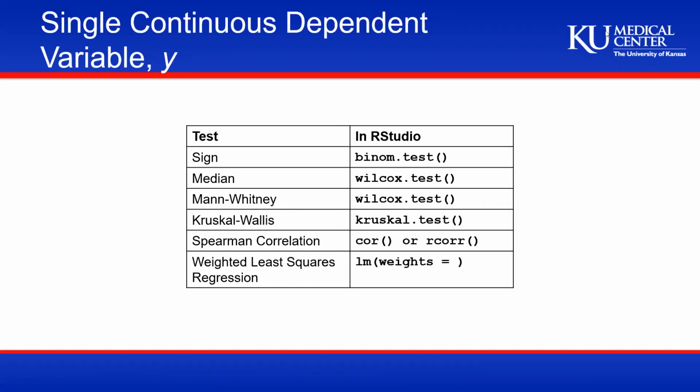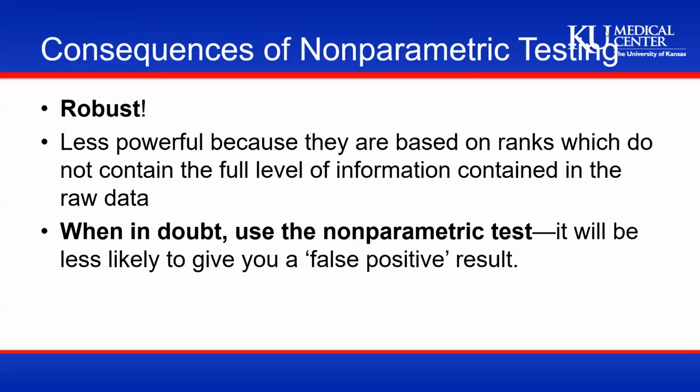The way that you perform these non-parametric tests, again, is pretty straightforward. In RStudio, there's a couple of functions, and you basically put the data in, and it produces the result. The consequences of non-parametric testing, I already mentioned this, they are robust. So if you have wonky data, if you have outliers, if you have high skewness, strange variation in the data, then they will still provide you with a valid result.